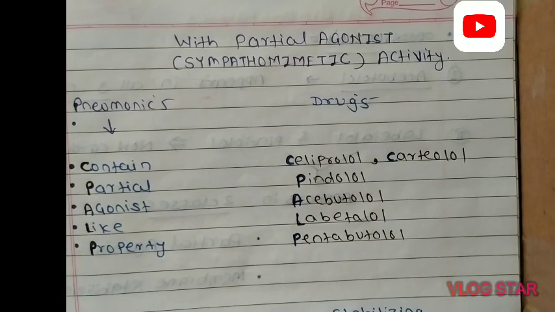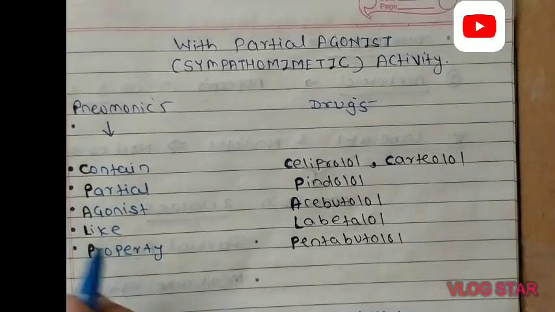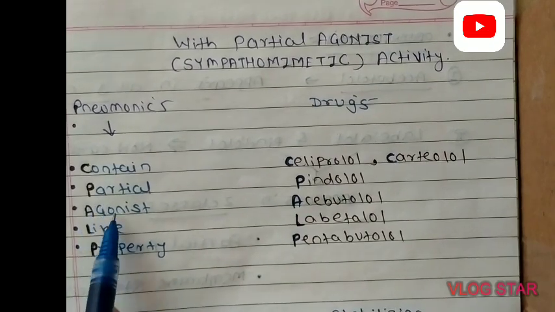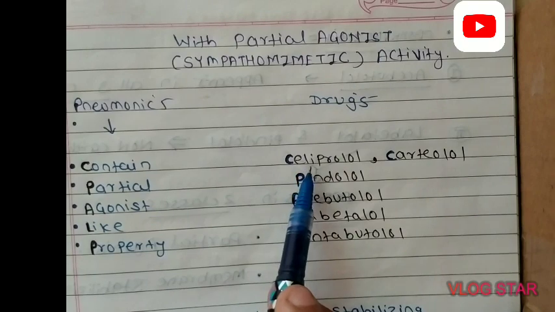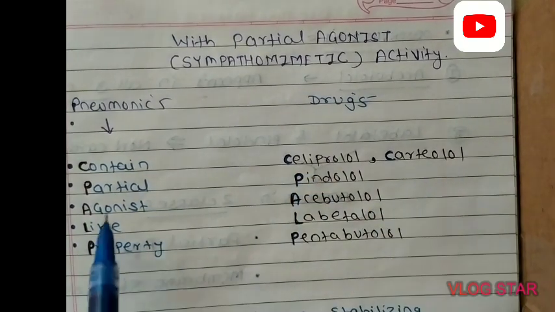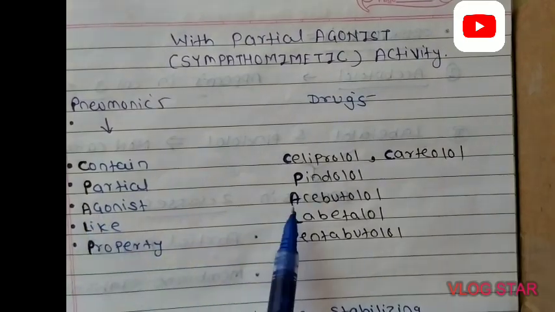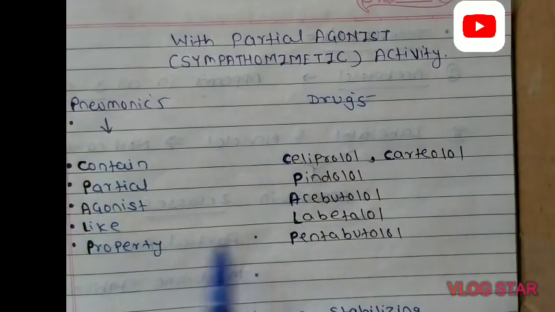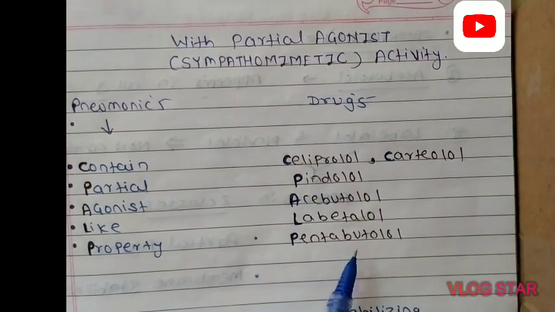Next, beta blockers with partial agonist or sympathomimetic activity. The mnemonic for these beta blockers, which contain a partial agonist like property: C stands for celiprolol or carteolol, P stands for pindolol, A stands for acebutolol, L stands for labetalol, and finally P stands for penbutolol.